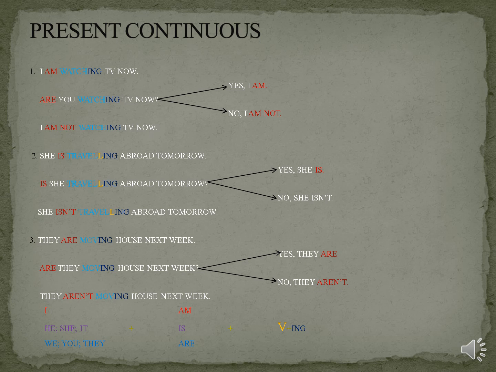Move is the verb used in the third example, and you know in the base form it ends in E, so such verbs drop the E before adding ing.